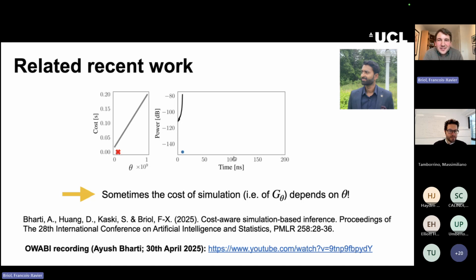the little video, but this is an example of an application that Ayush has worked on ever since he was doing a PhD in telecommunications engineering, where it's a model of signals being sent from one antenna to another. There are various parameters which impact the cost and make it either much cheaper or much more expensive to do a simulation depending on theta. And so we proposed a method that can deal with this in that paper.